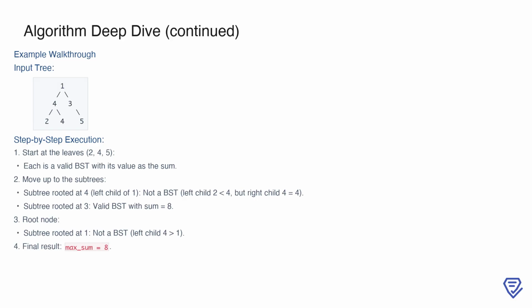Finally, at the root node 1, the entire tree is not a BST because the left child 4 is greater than the root value of 1. The largest valid BST is the subtree rooted at 3, so the result is 8, the maximum sum of all valid BSTs in the tree.